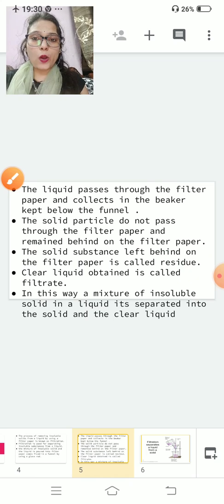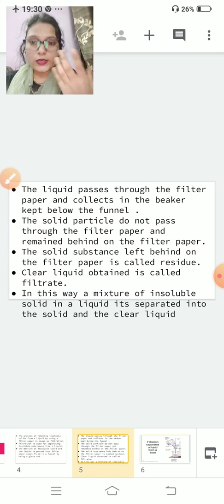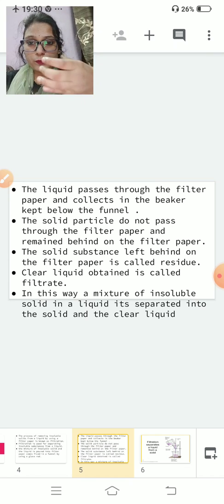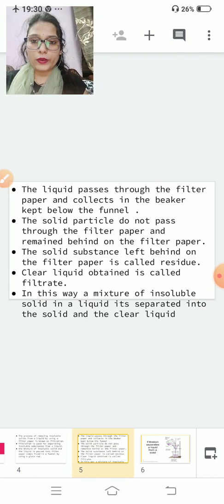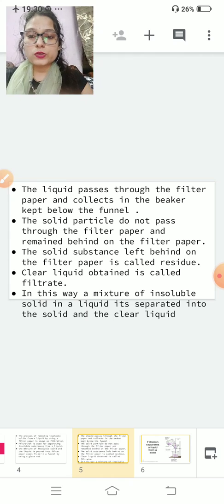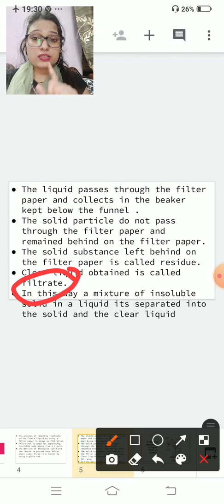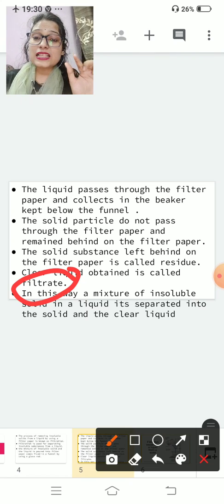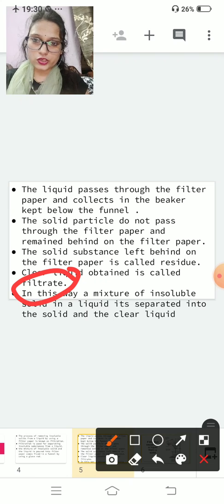Clear liquid obtained is called filtrate. Whatever substance you get in the beaker, the clear liquid, that liquid is known as your filtrate. I think the difference between residue and filtrate is clear to you. The substance which remains in the filter paper is known as residue, and the clear liquid which you get in a beaker is known as your filtrate. Clear?